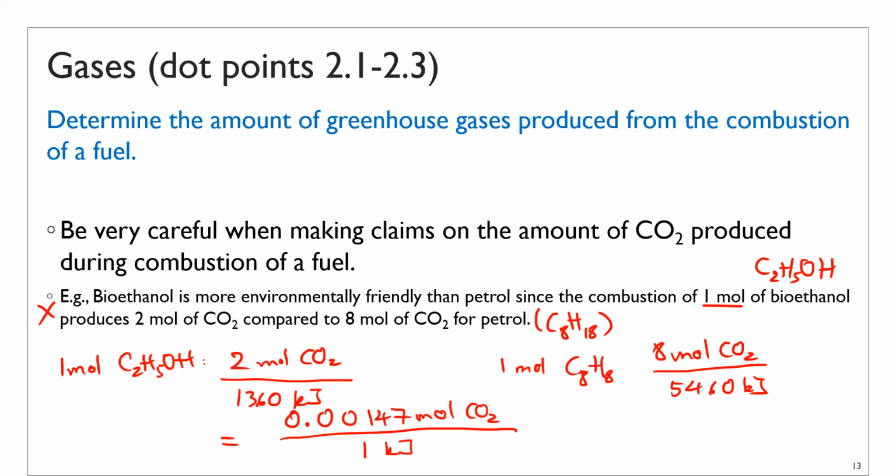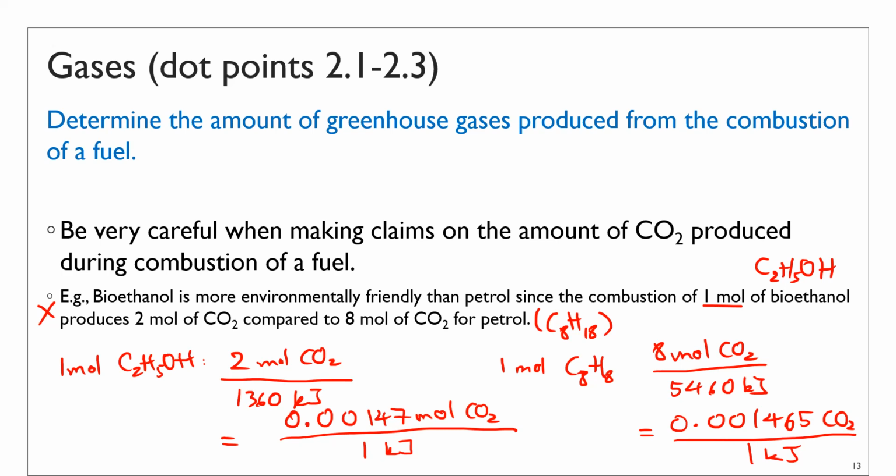And then in the case of octane it's 0.0014. I'm nitpicking here, but it is slightly less. So you actually release slightly less CO2 for every kilojoules of energy that you get from octane when compared to ethanol. So you can't really say that ethanol is more environmentally friendly than octane if you're taking this angle.